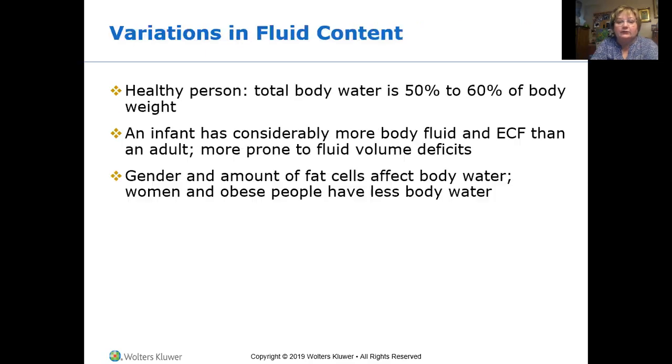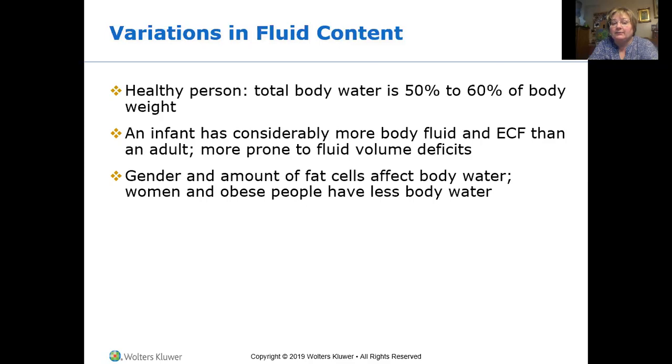So let's continue. In a healthy person, fluid is up to 50 to 60% of the total body weight. Now, an infant has considerably more body fluid and extracellular fluid than does the adult, and they are more prone to fluid volume deficits.